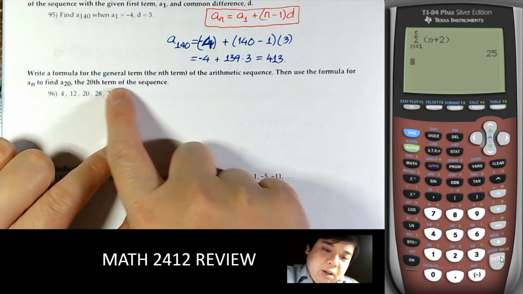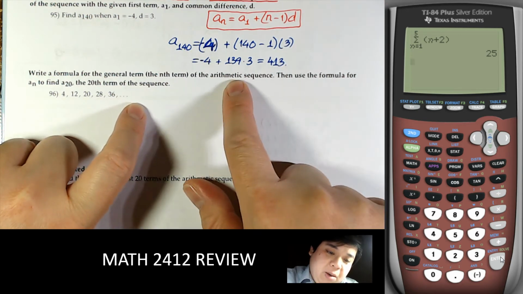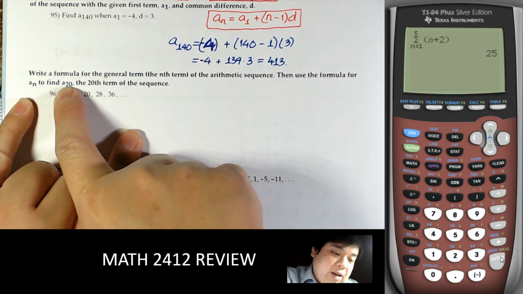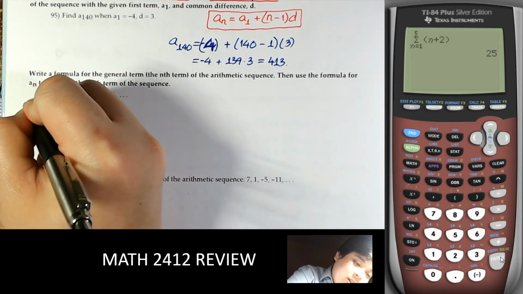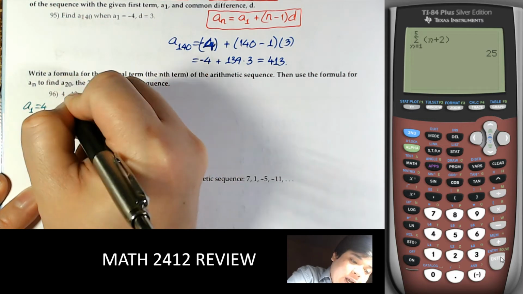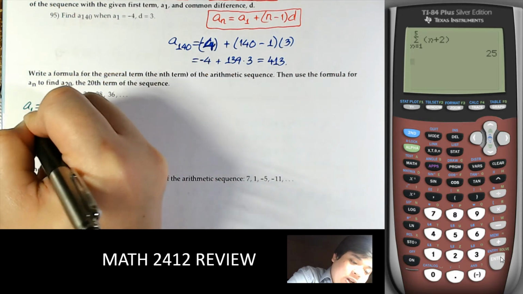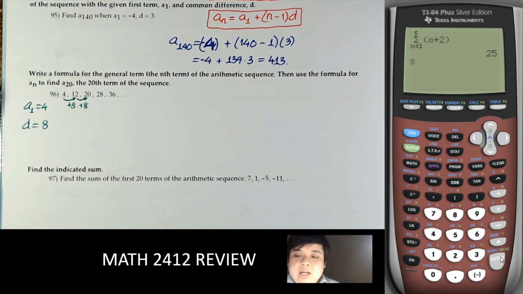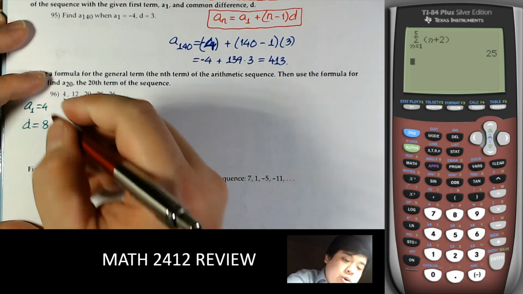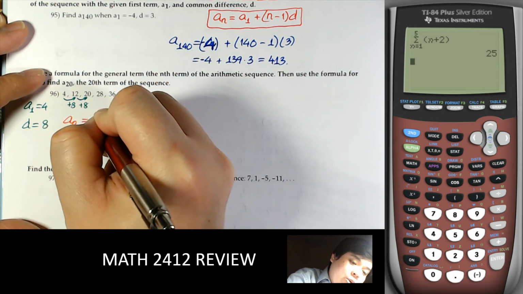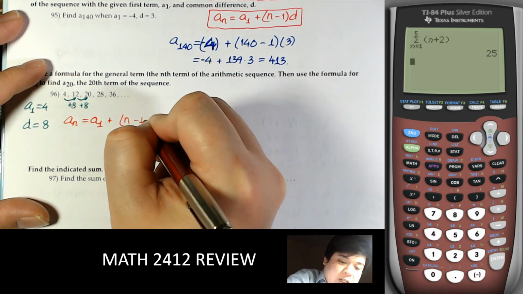Right. Again, we're going to write the general term of this arithmetic sequence, and then find a of 20. So on this sequence, we know that the first term is 4. That's obvious. And to get from this one to the next, we're going to add 8. So the common difference is 8. Once we know those two, we write a sub n equal to a sub 1 plus n minus 1 times d.